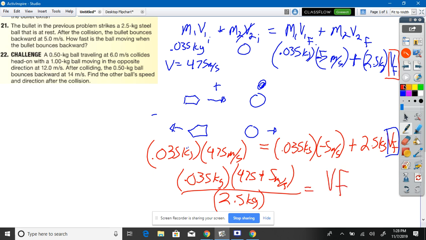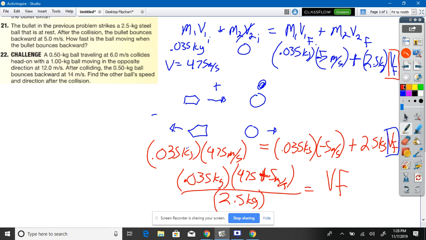Miss Rapp doesn't like that at all. So this would be a negative number, right? And I would have to add it to this side. But you notice that the 0.035 is used here and there. I can just pull that out, I can just factor it out. And then I'm left with 475 plus 5 because I had to move it to the other side. Guys, multiply and then divide. What do you get?